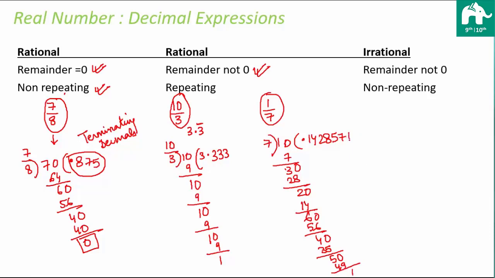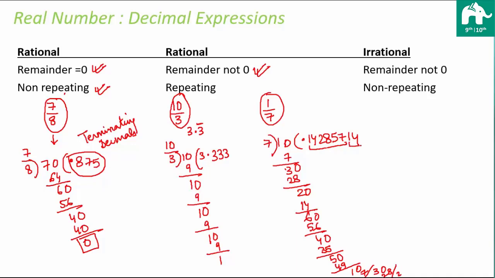Now again 7 times 1 is 7, so we have 3. 7 times 4 is 28. So this is going to be a very long division, but what you will notice is in this pattern the remainder will not be 0 and this will repeat. But you see it is not just one single digit which is repeating, but a series of digits which is repeating. This entire series 1 4 2 8 5 7 will repeat.